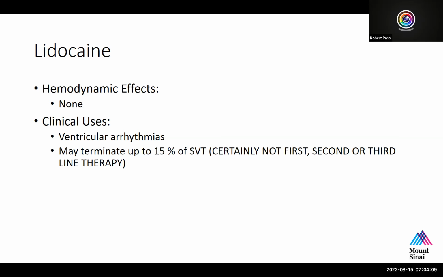And again, clinically, we use this mostly for ventricular arrhythmias, but it's important to remember that lidocaine can terminate SVT in up to about 15% of cases. Although we would never use it for SVT, it's not the first, second, or third line therapy, it sometimes can terminate SVT. Sometimes I've heard people say, well, it broke with lidocaine, so it must be ventricular. I would say if it breaks with lidocaine, it is probably ventricular, but it is not definitively ventricular. So keep that in mind when you are using this agent.